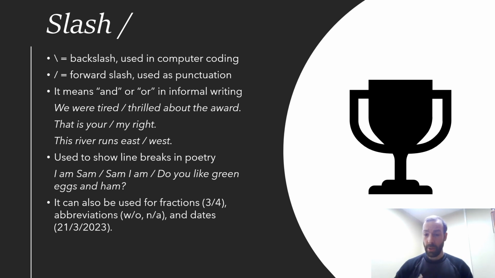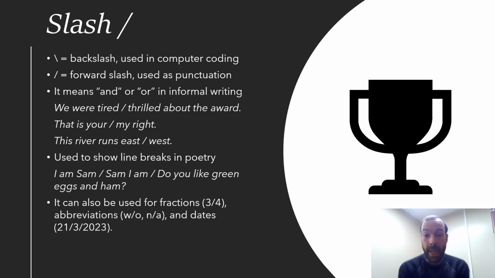Slash. So we have a backslash or a backward slash and a forward slash. They just lean opposite ways, right? The backslash we use in computer coding. We would basically never use this in English writing. A forward slash can be used as punctuation. It leans forwards towards the next letters. It means and or. You might see it in informal writing like this. We were tired / thrilled about the award. That is your / my right. This river runs east / west.